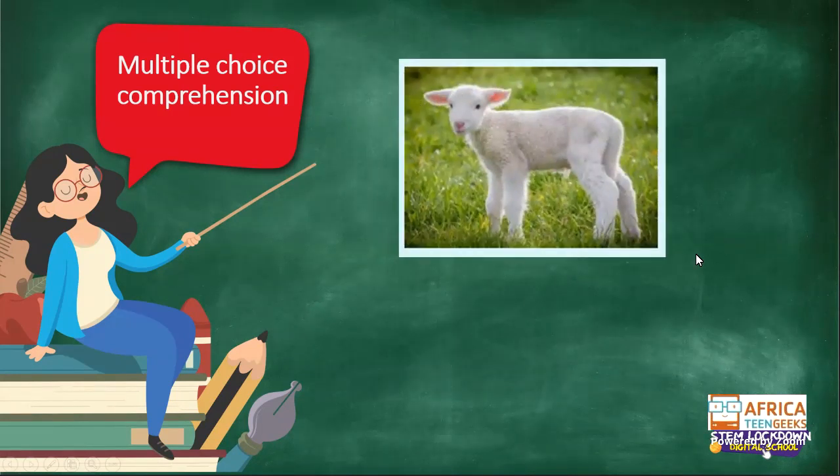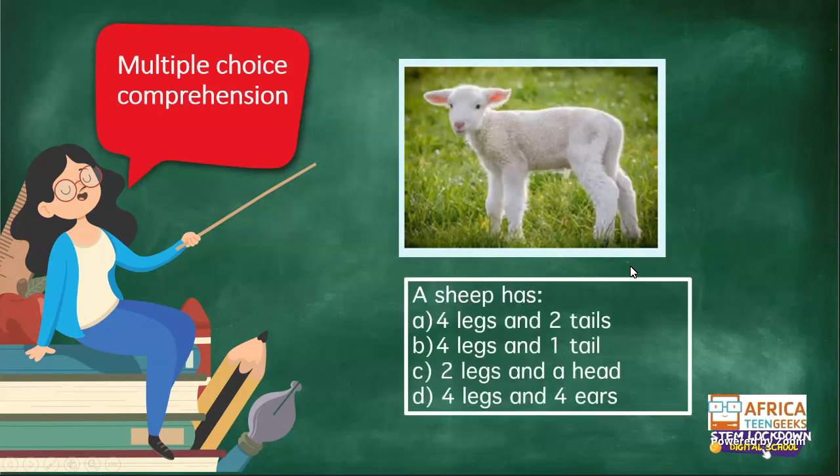So for example, look at this little lamb. Isn't it beautiful and soft and cuddly? Now, it says here, a sheep has, and it gives 4 options. A, 4 legs and 2 tails. Is that true? No. B, 4 legs and 1 tail. That could be true, so we'll leave that one open. C, 2 legs and a head. No. D, 4 legs and 4 ears. No. So it's got to be B, 4 legs and 1 tail.